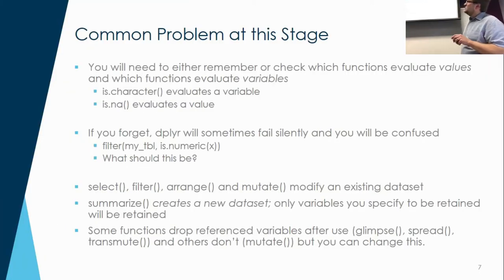If you forget, dplyr will sometimes fail silently, and you will be confused. So if, for example, I do this, will this work? Piece it apart. What does filter do? Selects rows. That's probably a tuple. And what does this numeric do? Evaluates true or false for what? Which is? What data type?